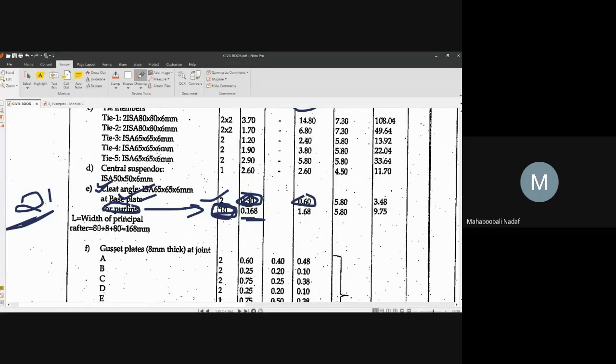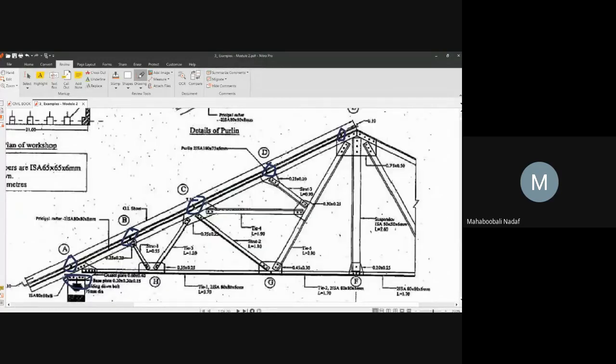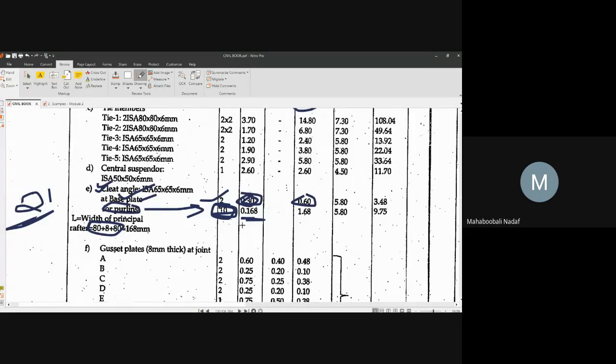Because it is fixing on the purlin. This is the perimeter of the purlin, 80 by 80 by 8. Wherever the purlin is there, 80 by 80 by 8 is the dimension. So that much cleat angle is consumed.